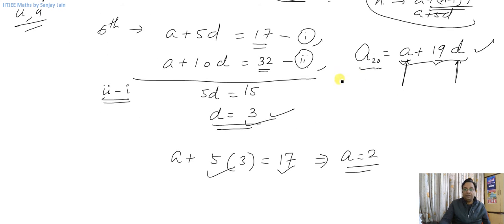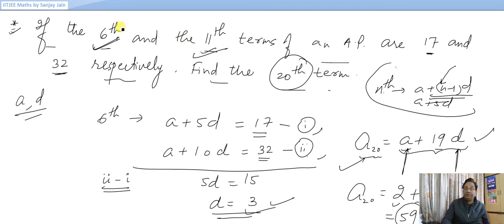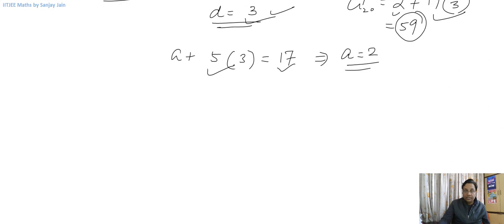So what can I say about the 20th term? 20th term will be A, that is 2, plus 19 into D, which is 3. So it is equal to 57 plus 2, 59. So the 20th term of an AP, of which 6th and 11th terms are 17 and 32 respectively, is 59. Okay, let me take some more questions to explain the concept that we have learned so far.